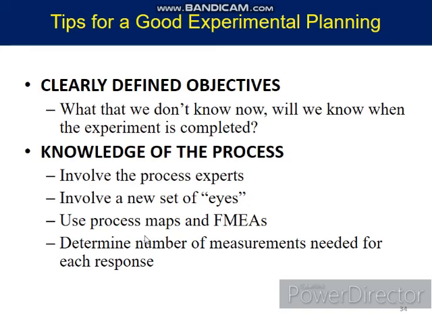Use process maps and FMEAs. If you have process maps for that particular process, which tell you what the parameters are, how the product is manufactured, the steps, and the important key parameters, and FMEA, failure mode and effects analysis, then use them, because they contain very important information about the process itself.